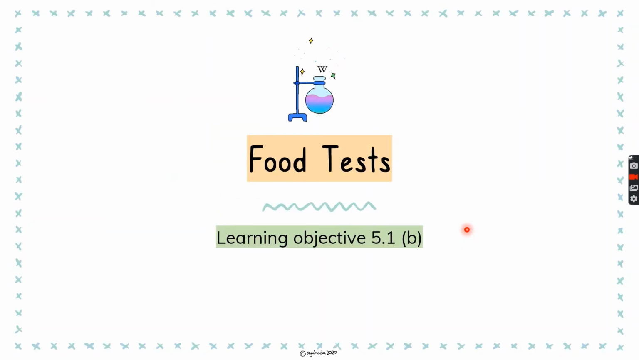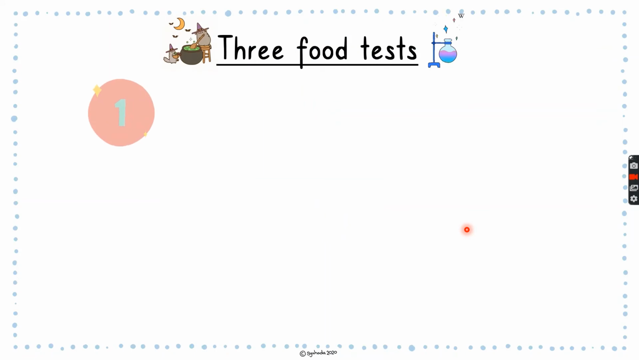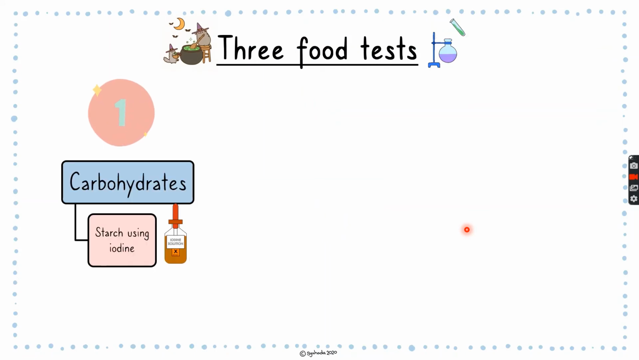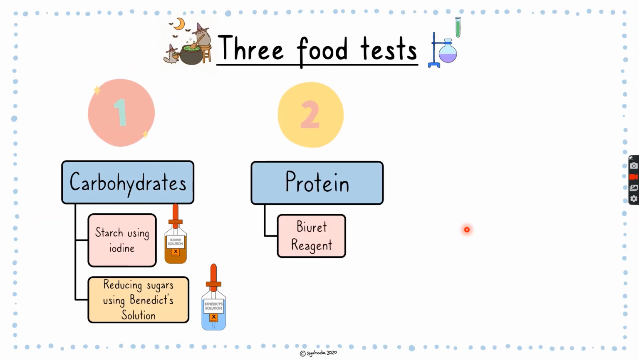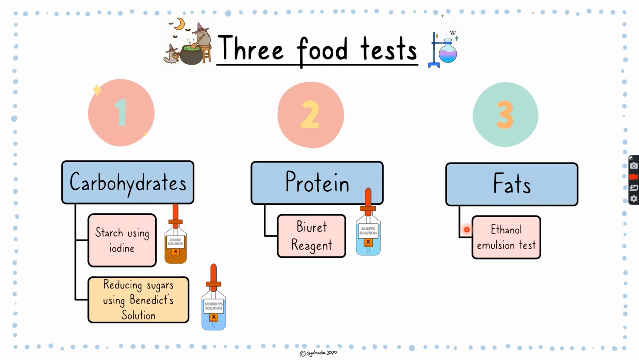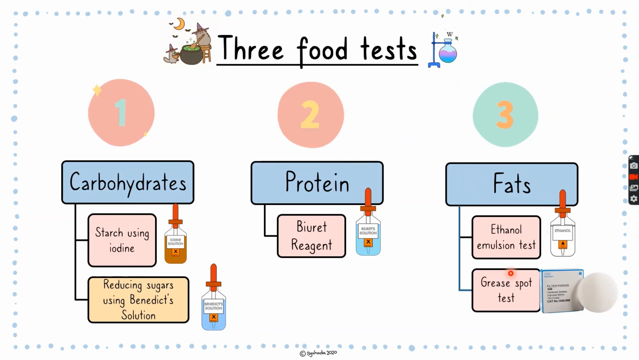So here we have food tests. Number 1, carbohydrate is using this brown color solution or chemical called iodine. Reducing sugar uses this dark blue color called Benedict's solution. Protein, we use the Biuret reagent, which is blue but kind of a light blue color. And we have fat, which is the ethanol emulsion test using ethanol, which is an alcohol, but also the one for your year 8 syllabus, which is the grease spot test.